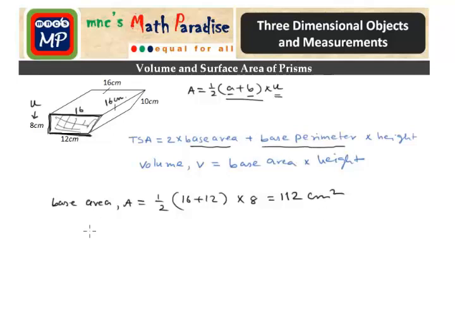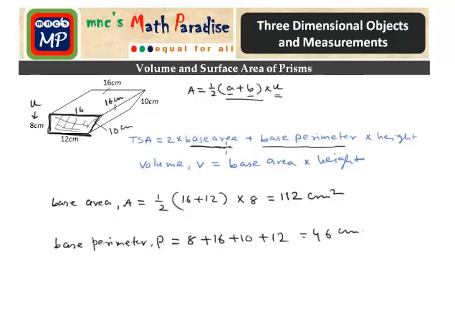Now we need the base perimeter. Now, for finding this base perimeter, we have this one 8, this is 16, this is 12. We need this arm, and this 10 and this arm are equal. So this is 10 centimeter. So the base perimeter, if we name it P, will be 8 plus 16 plus 10 plus 12. So 8 plus 16 plus 10 plus 12 will be 46 centimeter.